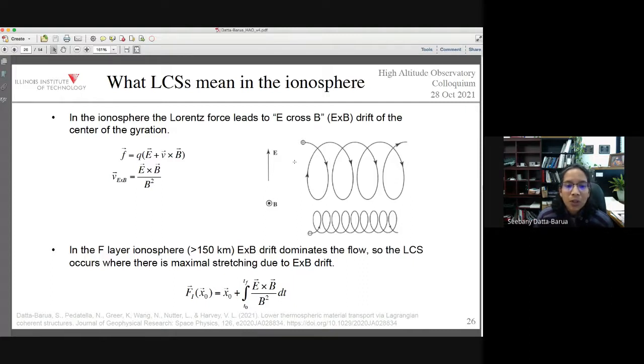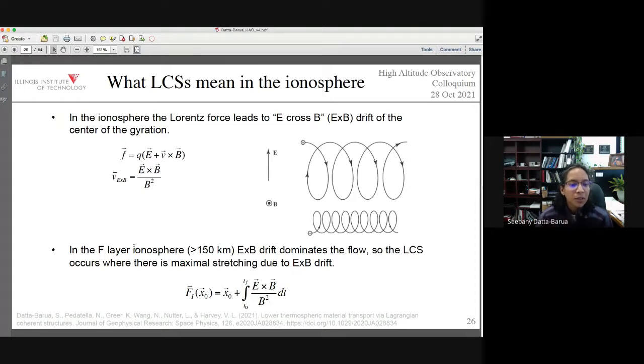And positive charges and negative charges both drift in the same direction. And that drift motion is referred to as the E cross B drift, and can be computed as the electric field crossed with the magnetic field divided by the magnetic field squared. So in the layers of the ionosphere above 150 kilometers, this E cross B drift dominates the flow. There's not so many collisions with neutrals to impede this kind of drifting motion.